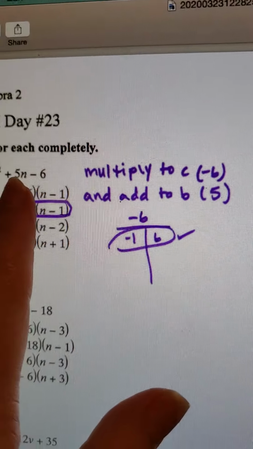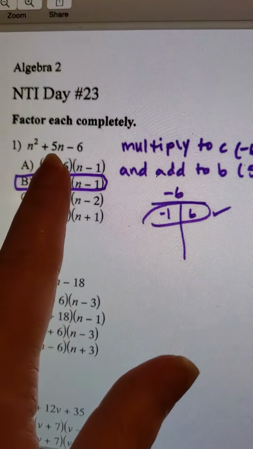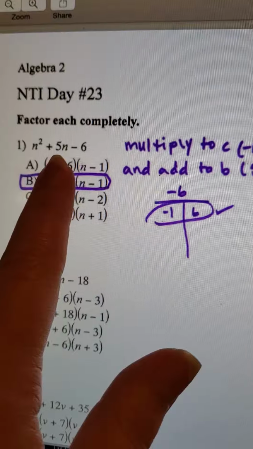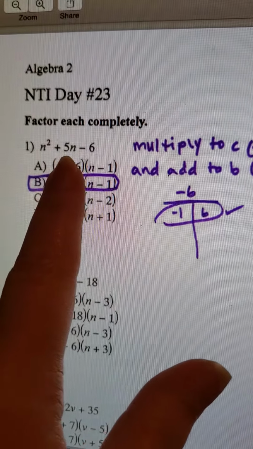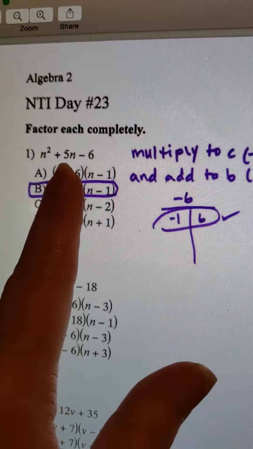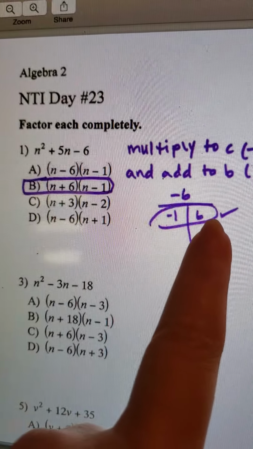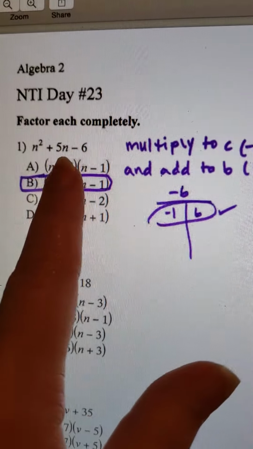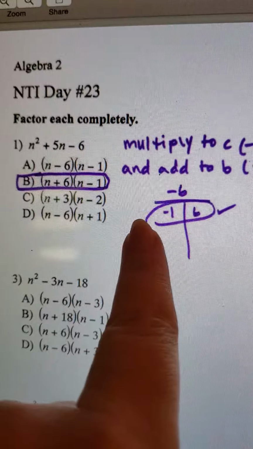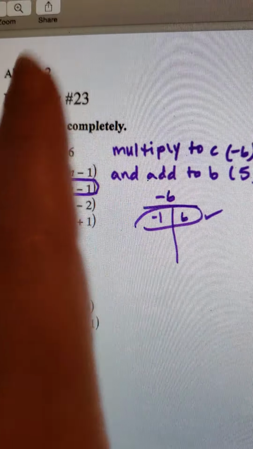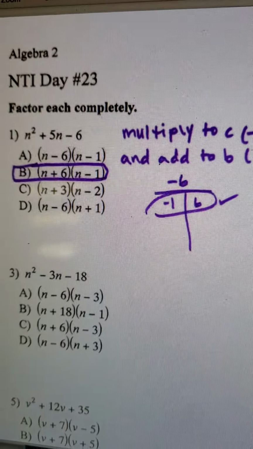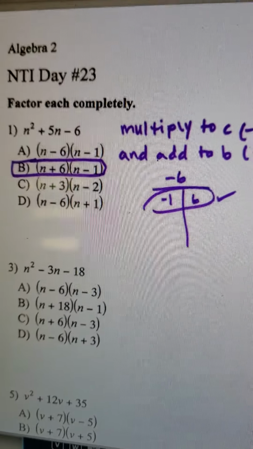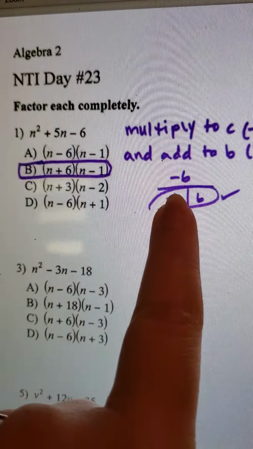If you look at the B term, that will tell you the sign of your biggest number. So this B term is a +5. That means my biggest number is going to have the same sign, so be positive. So that's why I didn't do -6 and 1. When you make the T-chart, just start with 1 and that number. That's what I did here.